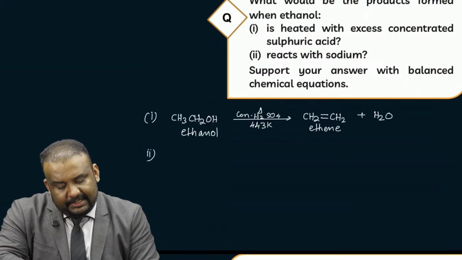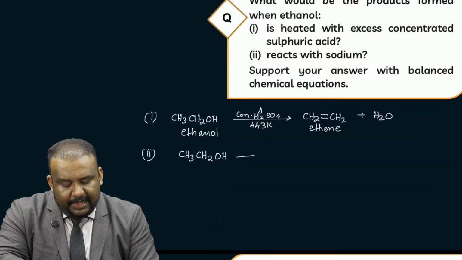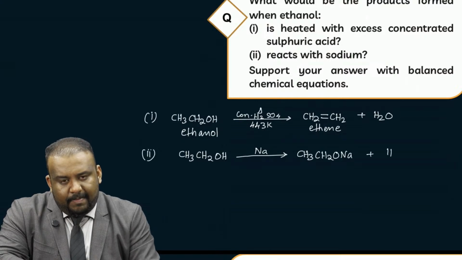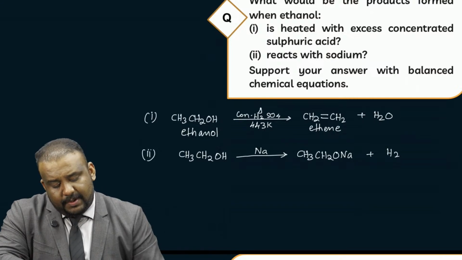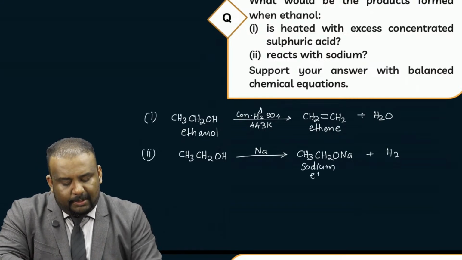And the second reaction is, they are asking, what will happen if ethanol is treated with sodium? So, CH3CH2OH, when treated with sodium, will form CH3CH2ONa plus H2. Clear? Plus H2. Sodium ethoxide. That is the name of this compound.